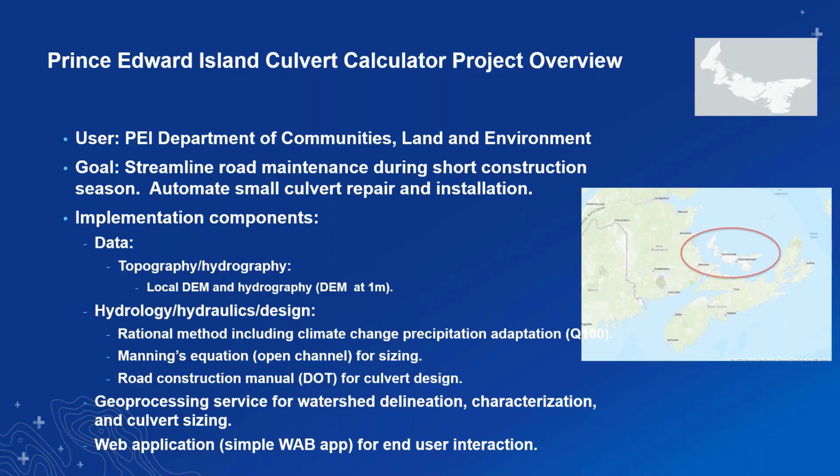The hydrology is based on rational method and uses climate change adjusted precipitation intensity duration curves. And the culvert design is based on their standard road design handbook. All that is wrapped in a single Python script working on top of ArcHydro pre-processed terrain data. The script is published as a geoprocessing service and the front-end interface is built using Web App Builder.